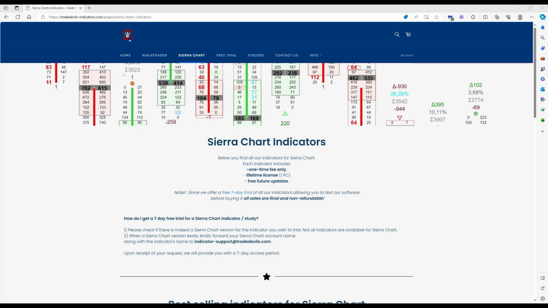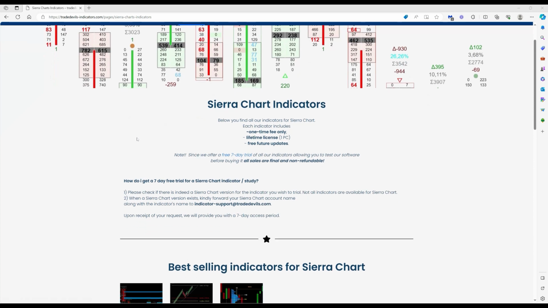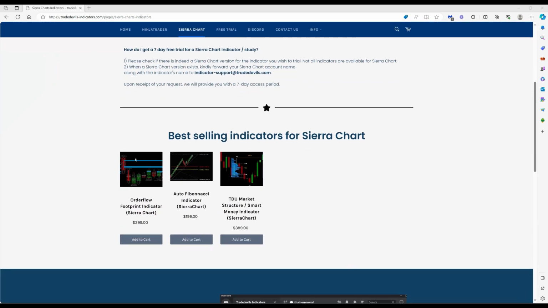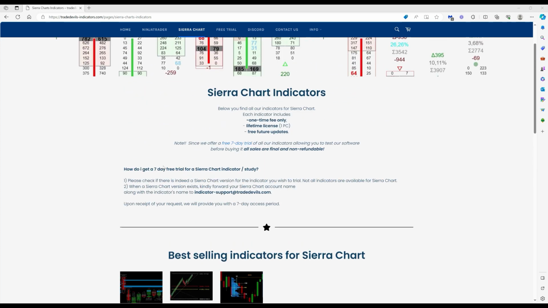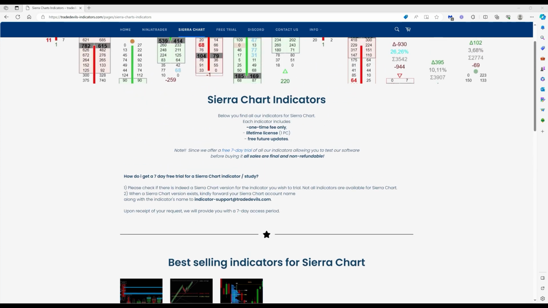As with all of our products here, we have an online manual. Our web pages for these products really serve as an online manual. If you come over to our site, you'll see in addition to Ninja, we have a Sierra Chart heading. We've started with 3 of our most popular products: the market structure indicator, which we're going to look at, our auto fibs, and then our order flow footprint indicator.